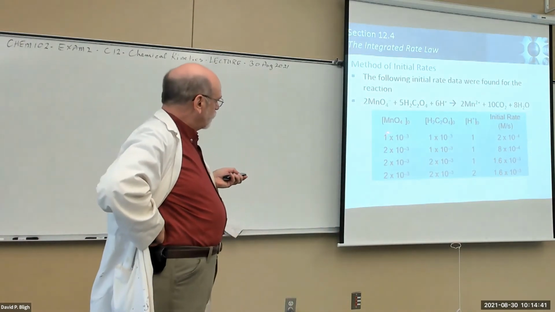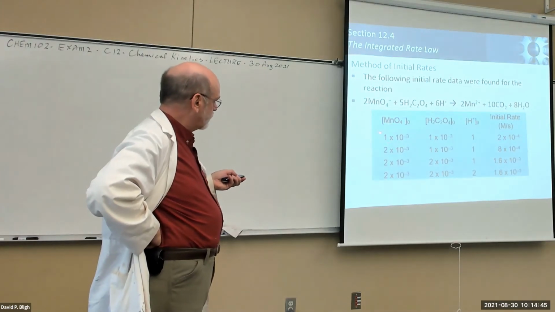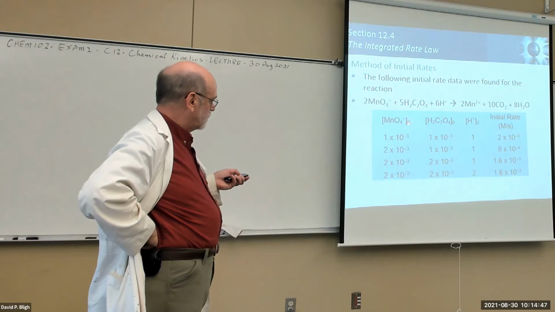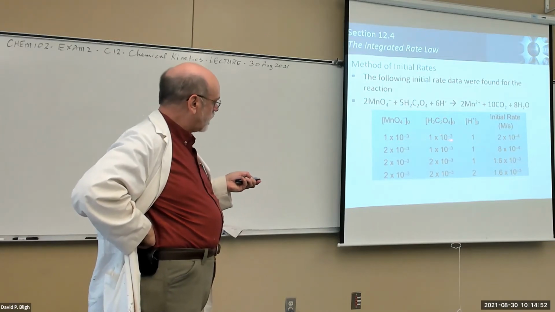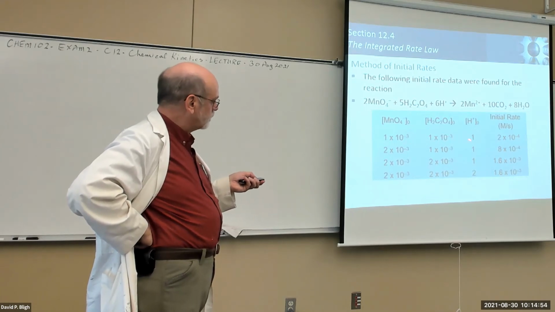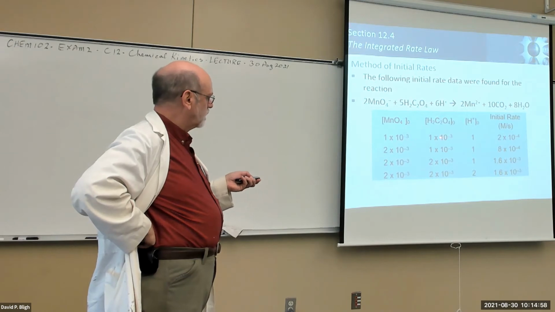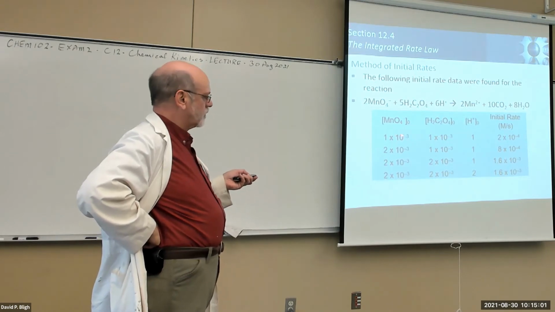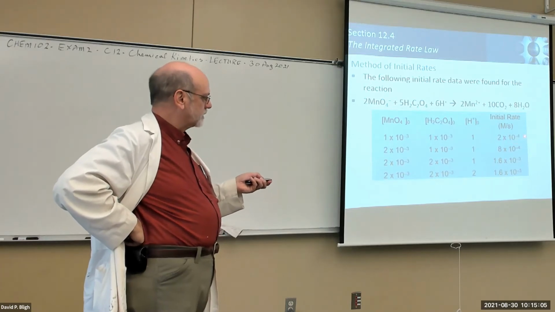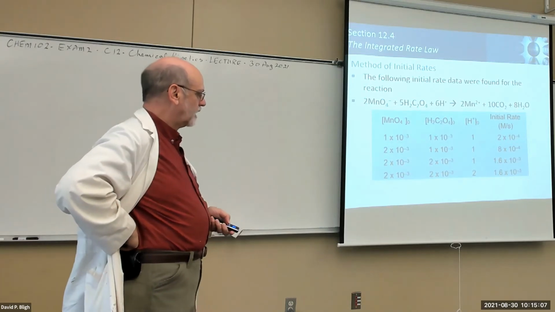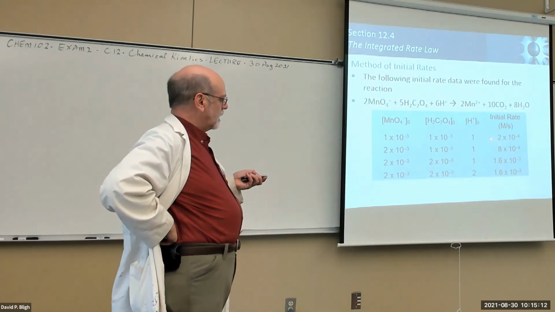So we've chosen this concentration for the manganate ion for this experiment. See, initial concentrations. This one for manganate, this one for oxalic acid, and this one for additional acid. 1 molar, 10 to the minus third molar, 10 to the minus third molar. And we get this rate, molarity per second.